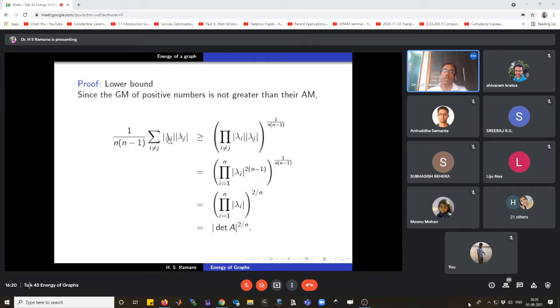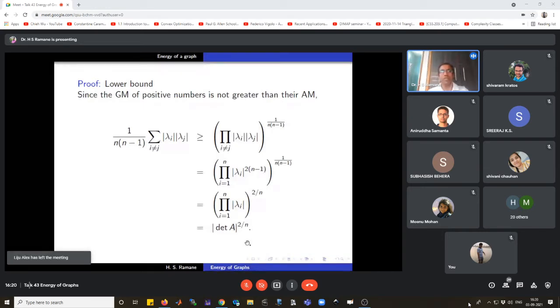The product of the eigenvalues two at a time is, correct, more than the geometric mean, that is the product of lambda i and lambda j to the power 1 by n into n minus 1. This is nothing but the product of lambda to the power 2 into n minus 1. So that turns to the product of lambda to the power 2 by n, the product of the absolute eigenvalues, which is nothing but the absolute value of the determinant of A to the power 2 by n. So this summation of mod lambda i into lambda j is greater than or equal to n into n minus 1 times the absolute value of the determinant of A to the power 2 by n.